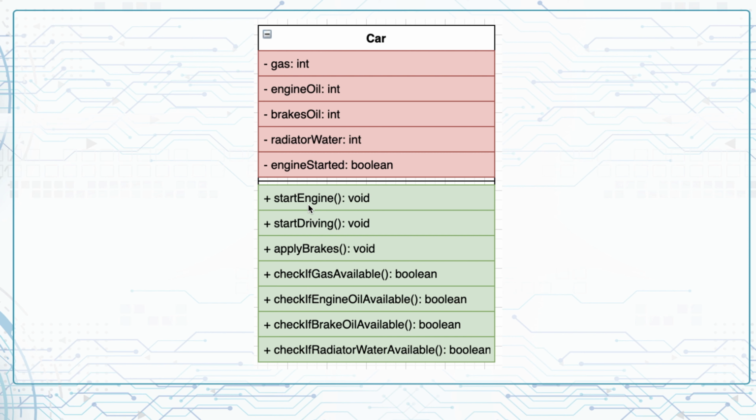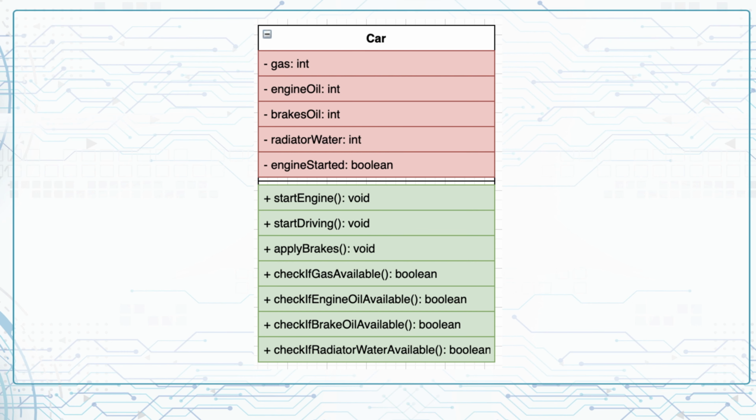Like, in order for you to start the engine, you need to check if gas is available. You need also to check if the engine is available. But from your point of view as a user, you don't need to understand this. Only the programmer who wrote this class needs to understand this.